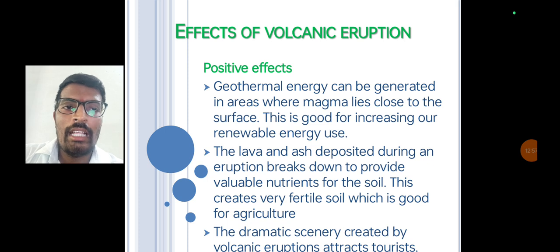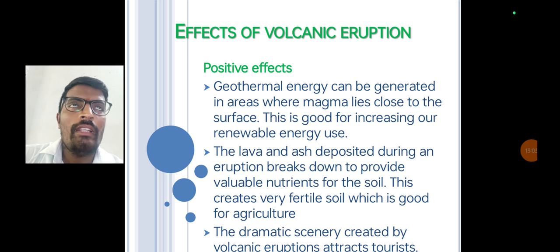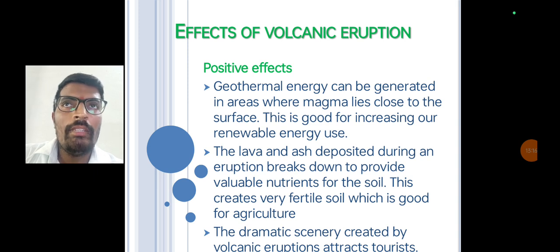The second one is that the lava and ash deposited during an eruption break down to provide valuable nutrients for the soil. This creates very fertile soil, which is good for agriculture. The lava and ash deposit layer helps to increase the soil fertility, and the soil moisture content will increase. The soil moisture is used for the production of crops, and it also increases the yield from the crop.